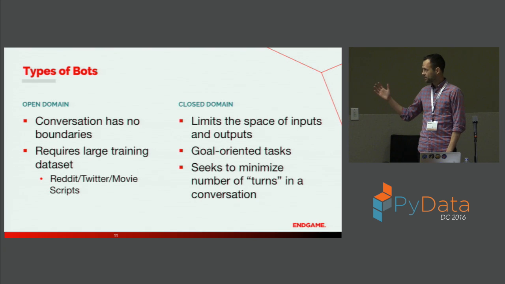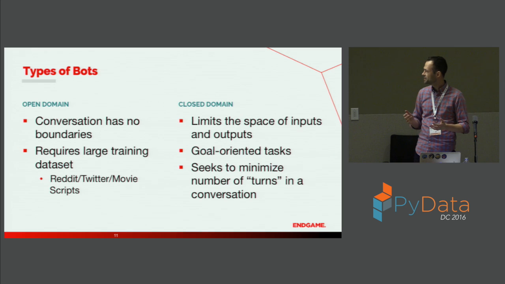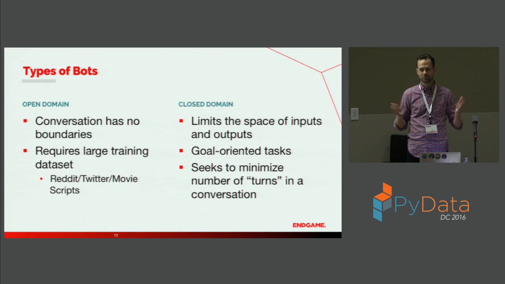Open domain, closed domain is way too obvious for the amount of bullet points that I have there, but open domain means you can talk to this bot about anything. Siri, Alexa. Closed domain is something much more limited in scope. You reduce the amount of inputs and outputs that you can take.